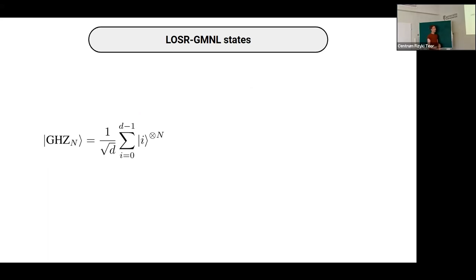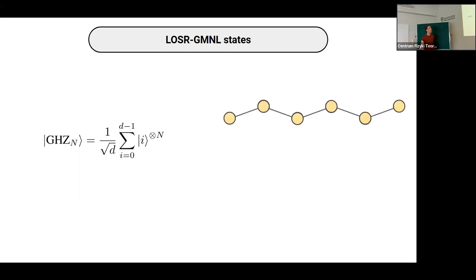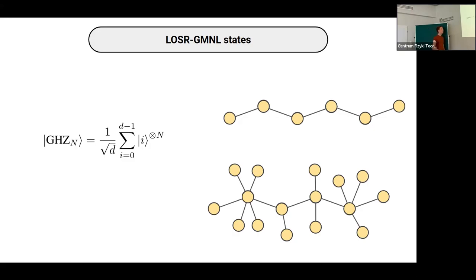Now, states which can exhibit LOSR GMNL behavior. First of all, we proved that GHZ states for n particles, in any local dimension which is a prime number, are LOSR GMNL. We also prove it for a cluster state, which is a graph state that corresponds to a line graph, also for arbitrary local prime dimension. And third, we have graphs like this, which is a line graph with just legs of length one, which we call centipede states, because if you put a head here, there are legs here. So for them, we can also prove that they are LOSR-GMNL.